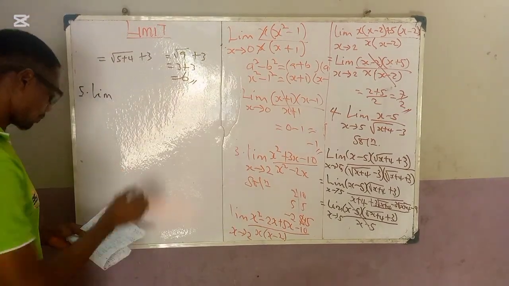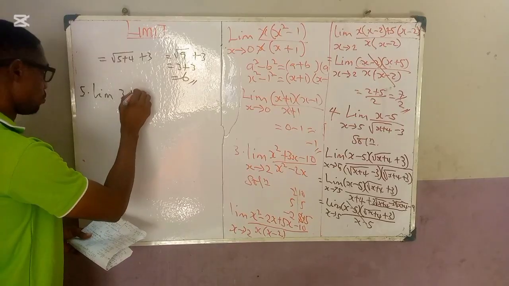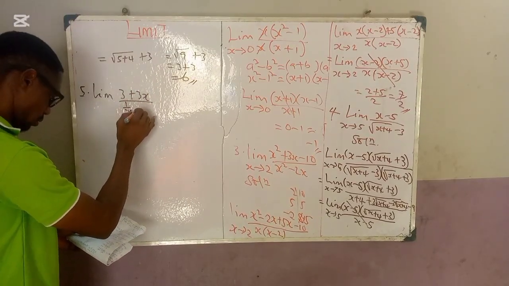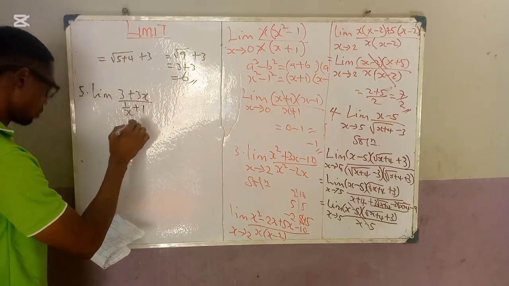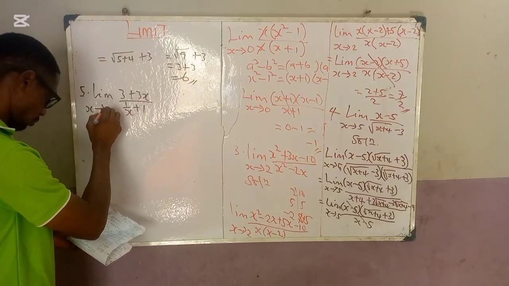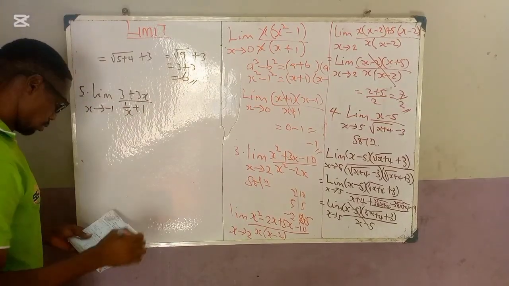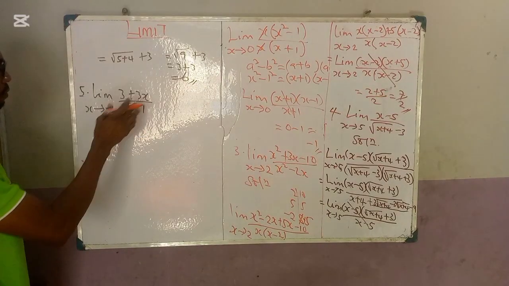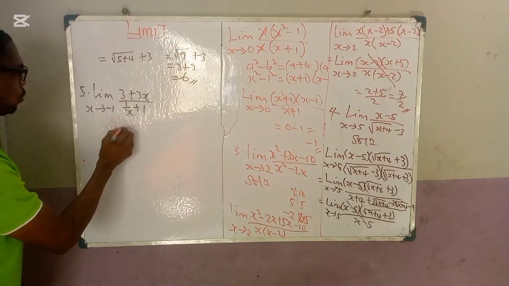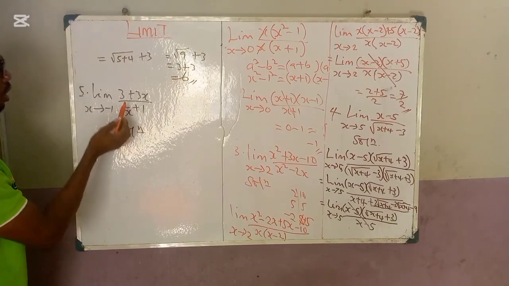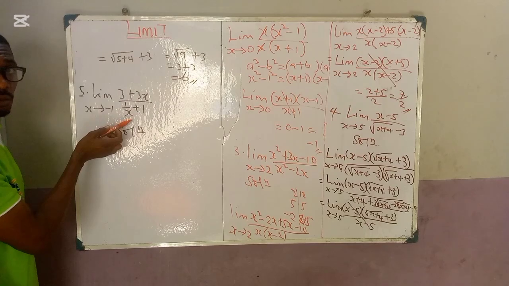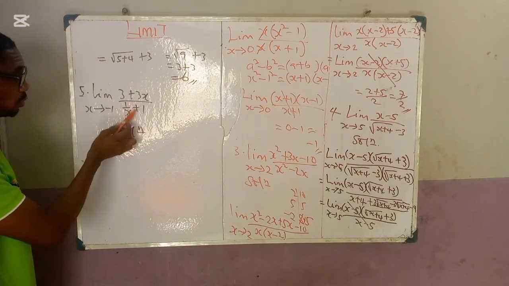Limit of (3 plus 3x) over (1 over (x plus 1) minus 1). Question number 5. How do you get this? Limit as x approaches minus 1. Now, look at the nature of this question. We have this numerator, and the denominator is still a fraction. All right, so you need to work a little bit here.